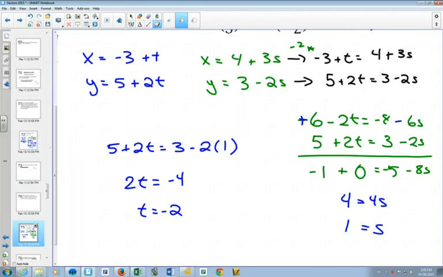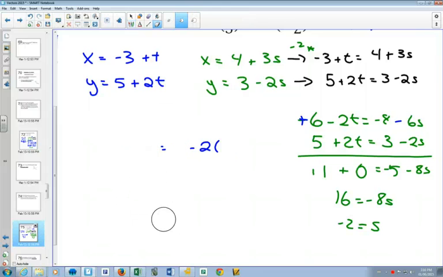Okay. Well. Make that into 11. Works out perfectly. Everything else then is good. Once you move the 5 over, you get 16 equals -8s. And you get s is equal to -2. We have to go back and change this.